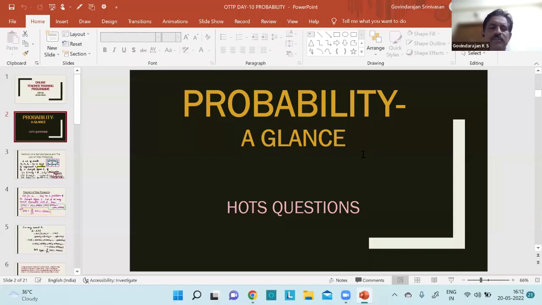And then just a probability at a glance, the hard questions I am going to discuss here. The problem is many of the portions are deleted now. Mainly the Bayes theorem and the total probability theorem, mainly those concepts we are going to test and discuss here. Even though you know all the concepts very well, I will share my experience and some hard questions I came across during the board examinations in this topic. I'm going to share it here.